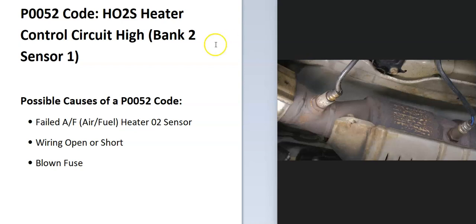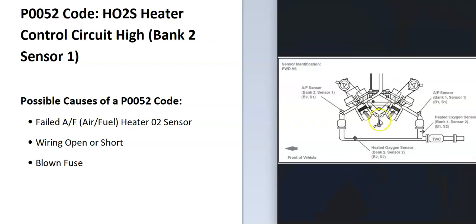And V6 or V8 engines, they have two banks. Bank 1 will always be the side of the engine with the number 1 cylinder, and then the opposite of that is bank 2. So if you find the number 1 cylinder, that'll be bank 1, the opposite of that is bank 2, and then sensor 1 will be the first sensor going down on that side.